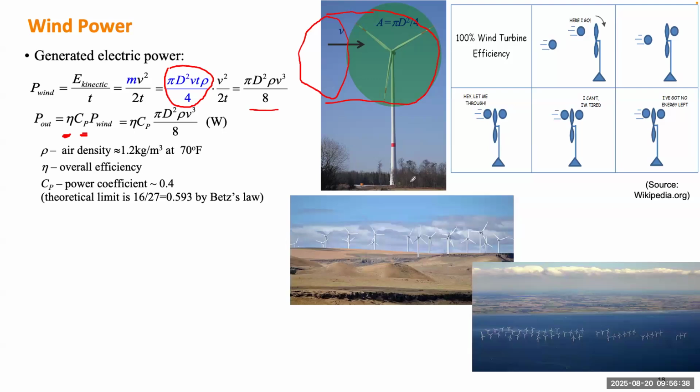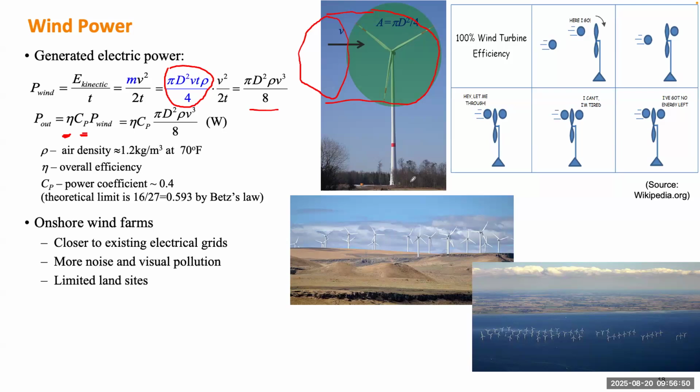There are two types of wind farm. It can be on the land or it can be on the ocean. We call the first type onshore wind farms. The second is offshore wind farms. Onshore wind farms are closer to the existing power grid, so you can easily build the transmission line to connect the wind turbine to the users or to the transmission grid.